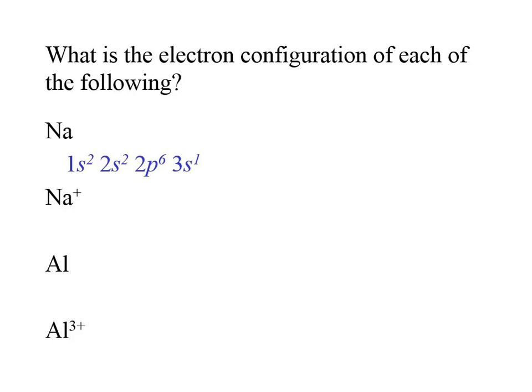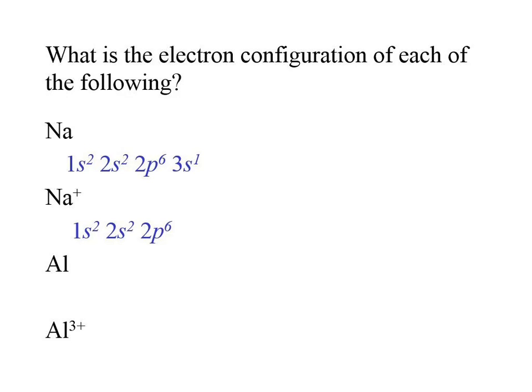Now, if I told you that it was going to lose an electron, that 1 electron that's lost as it goes from a neutral sodium atom to a +1 sodium cation has to come from the highest n. So the highest n is 3. That's why when I rewrite this, all that's missing is the 1 electron in the 3s. So the electron configuration of the sodium cation is 1s2, 2s2, 2p6.